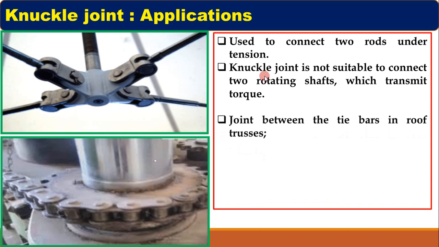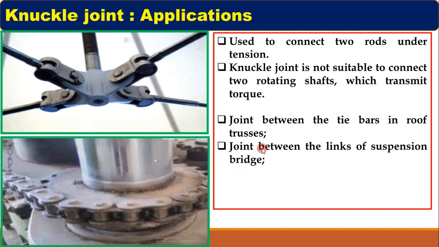The first application of the knuckle joint is the joint between the tie bars in the roof truss. As shown in this picture, these are the tie bars, and they are connected using these four knuckle joints. You can clearly see here it has two ends, which is a fork, and at the center it has one eye. So this is the application of the knuckle joint: the tie bars in the roof trusses are connected using the knuckle joint.